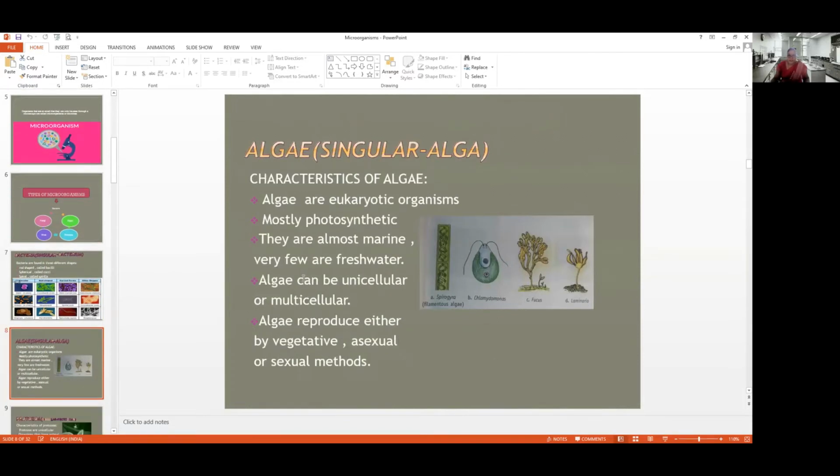Next, coming to algae, singular, alga. Before that, the study of bacteria is called bacteriology, which I have already told you in the previous class. What are the characteristics of algae? Algae are eukaryotic organisms. You will learn prokaryotic and eukaryotic clearly in the 8th chapter, so forget about this point now. They are mostly photosynthetic, almost marine, very few are freshwater, and they may be unicellular or multicellular. Algae reproduce by vegetative, asexual, or sexual methods. Examples: Chlamydomonas, which is a unicellular alga, Spirogyra, Fucus, Laminaria. These are some examples of algae.